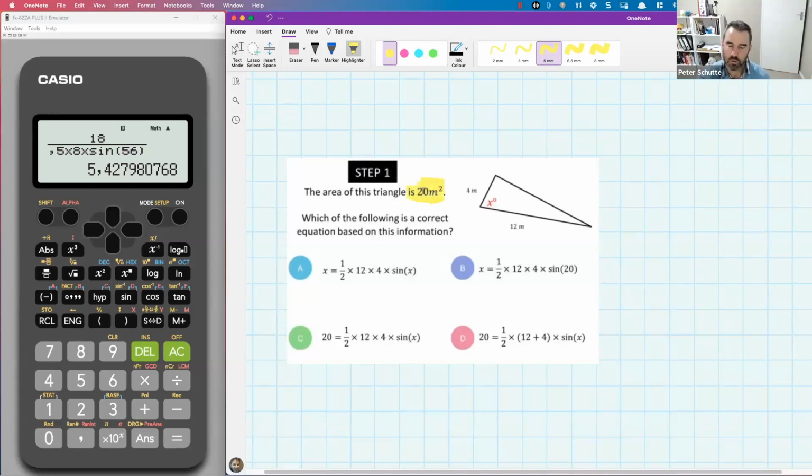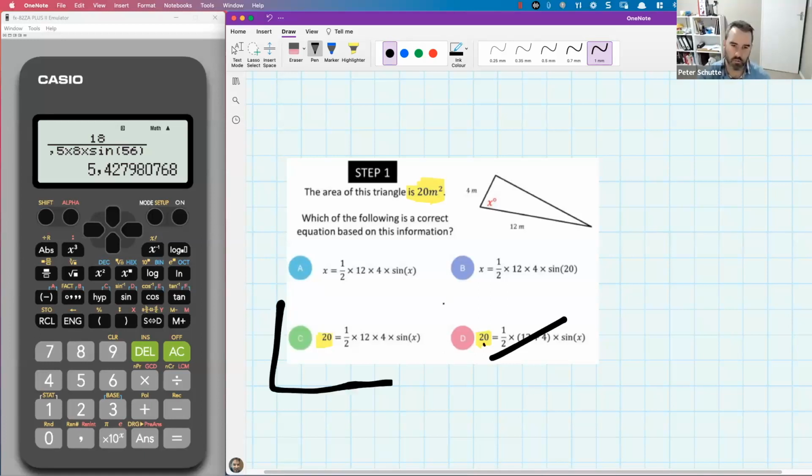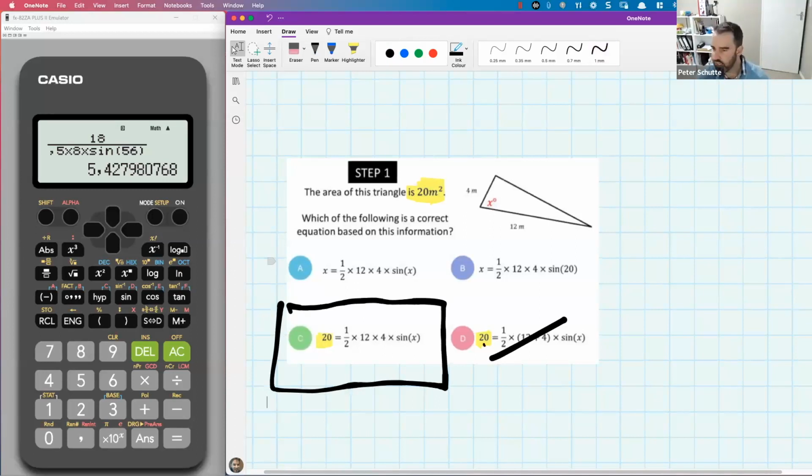So the area is 20. So I think it's either C or D, because I know that the area must be 20. And then this looks fishy to me. There's a plus there. Whereas these ones, they can't work. A half times 12 times 4 times the sine of the angle in between is x. And so my feeling is that C would be the correct answer. And Morang and Ongani and Tebogo and Tati, Fateko all agree. So I think we are on the right track.